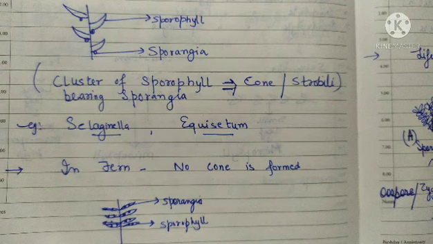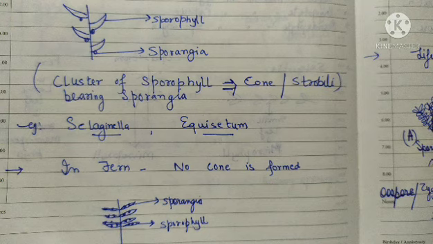Then there is another term you should know, that is cone or strobili. So dear students, a cluster of sporophylls bearing sporangia is referred to as cone or strobili. So strobili is basically a cluster of sporophylls. So let us see here. This strobilus is found in Selaginella and Equisetum plants, but in ferns this strobilus is not formed.